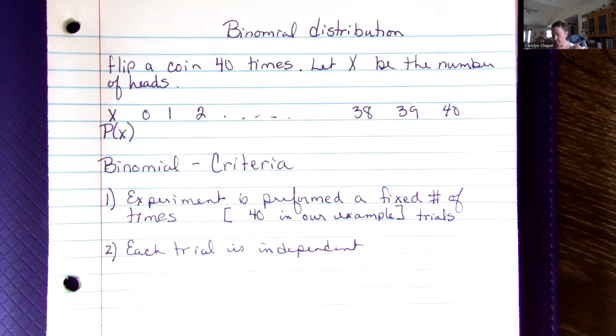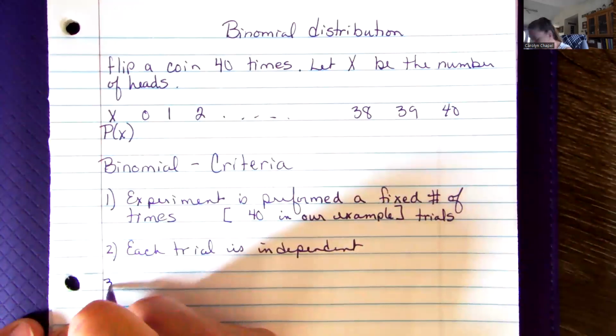Some things in the past we've talked about being dependent is maybe drawing a card from a deck where we do not put that card back in. If we were to put the card back in, then it's independent. But keeping that card out, so without replacement, a lot of times is going to be dependent.